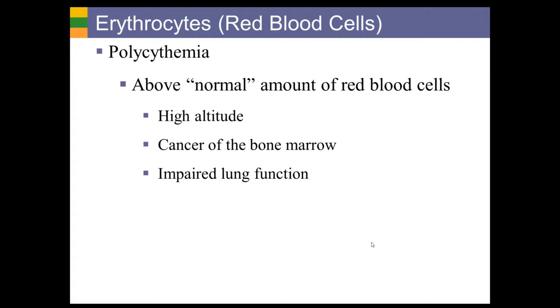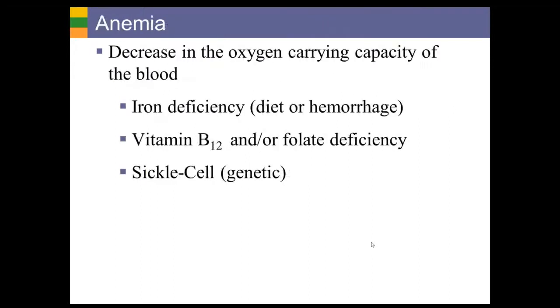And if you have impaired lung function, like a chronic respiratory illness where you can't oxygenate your blood as someone normally would, like chronic bronchitis or emphysema, then that could cause an increase in your hematocrit above normal, polycythemia.